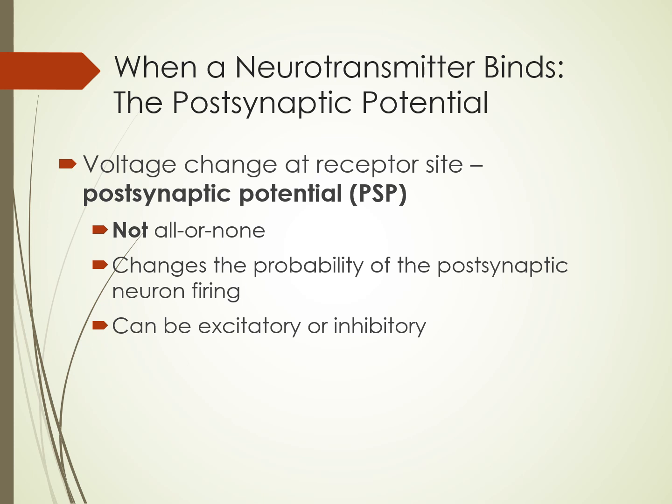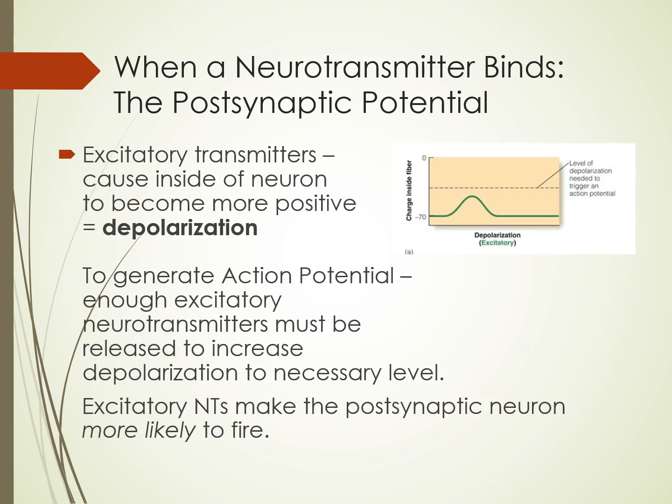So the postsynaptic potential is not all or none in the same way that the action potential is all or none. What it's doing is changing the probability that the postsynaptic neuron will fire. So when we say that it's changing the probability, it's making it either more likely to fire or less likely to fire. And so how this works is we have excitatory transmitters, or really transmitters that can have an excitatory effect. It really depends on the situation.